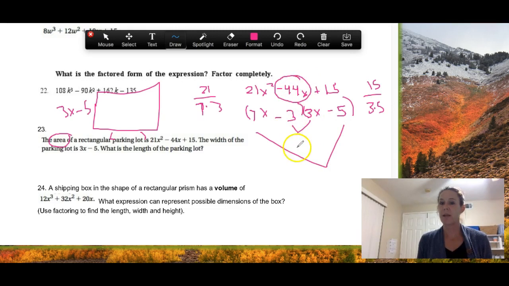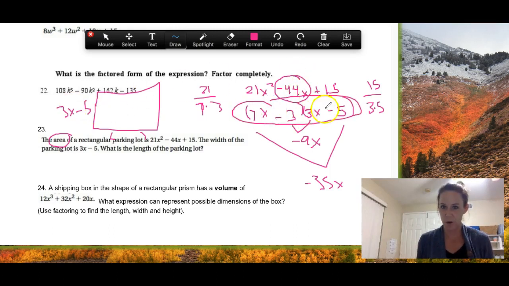3 times 3x is negative 9x. 7 times negative 5 is negative 35x. Negative 35 plus negative 9 is negative 44. I've done it, here it is, and this helped me to know already with my guess and check method what I was looking for. So what's left? The length of the parking lot has to be 7x minus 3. That's going to be my length because I had my width, and I multiplied those together to get my area. All right, there we have it.